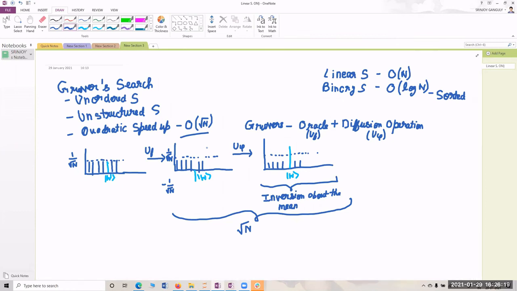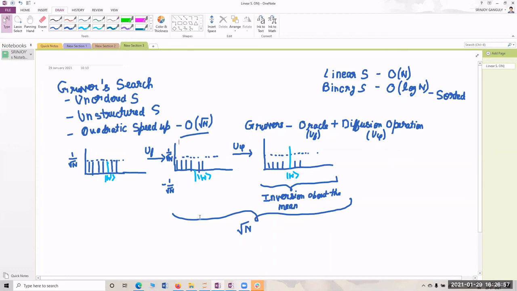Now you might ask why root n times. One reason behind that is that the square root of the probability of finding a state is actually the absolute value of the amplitude, and because of that you have the root n there. So that's the main concept of Grover search.